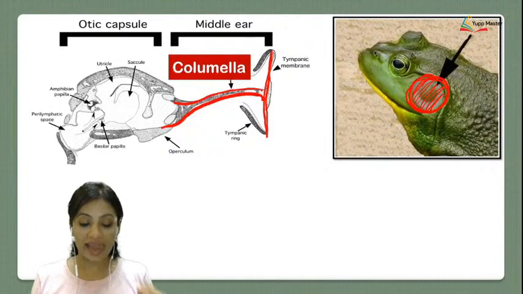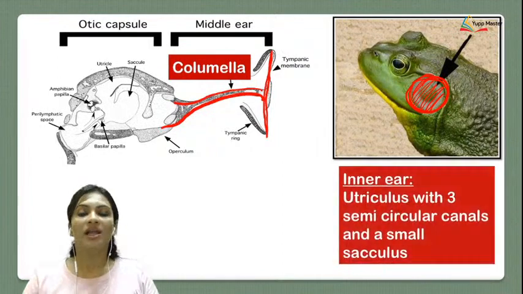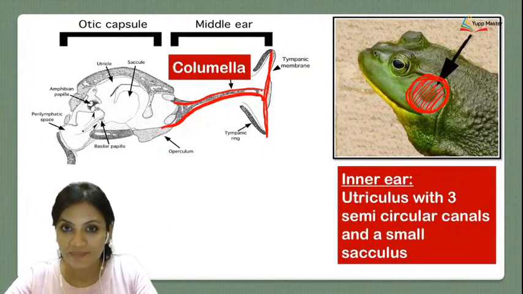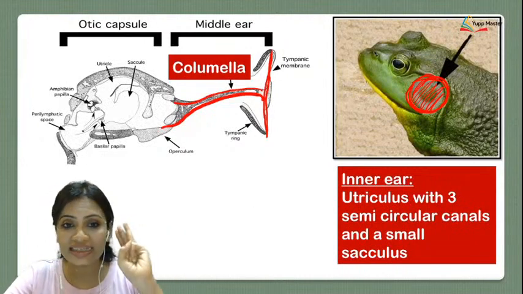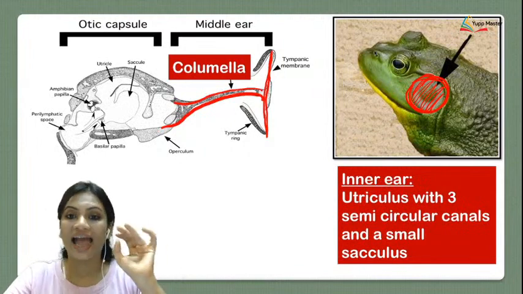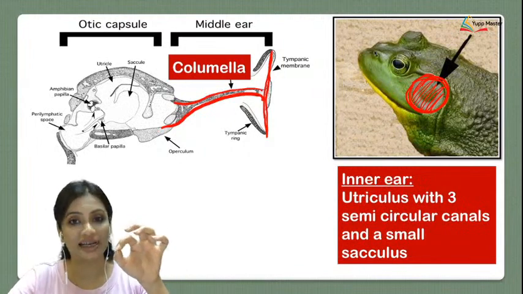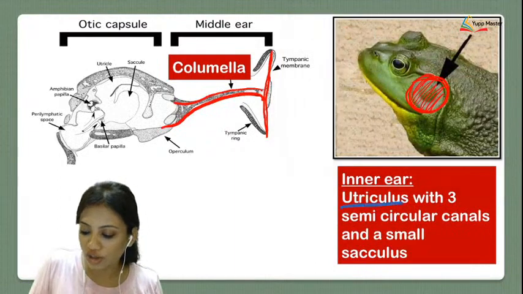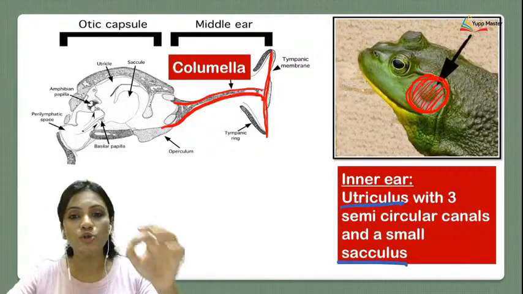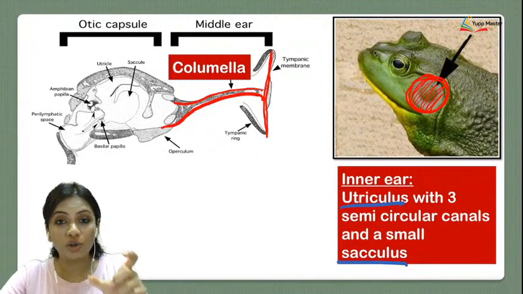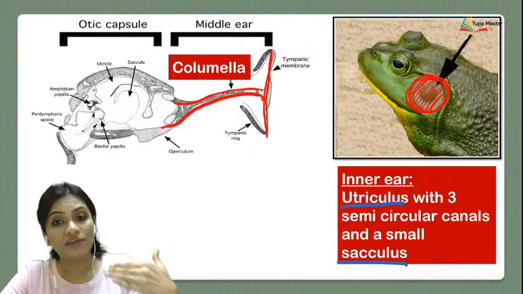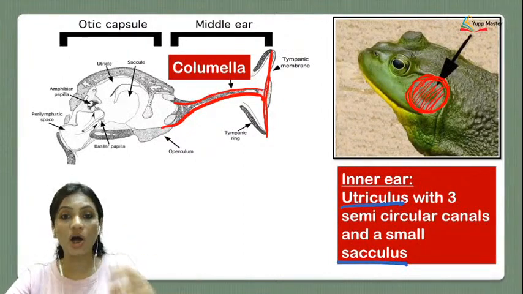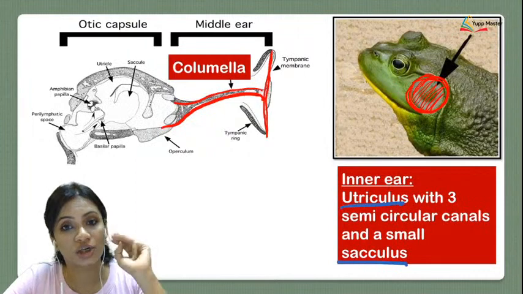Okay, now ahead, when we talk about the inner ear, just like in humans, it also has a utriculus and 3 semicircular canals too, and also it has got a small sacculus. If you remember, these two words, utriculus and sacculus, are 2 parts of the otolith organ in a human. So even the frogs have got the utriculus and the sacculus, and also they have 3 semicircular canals.